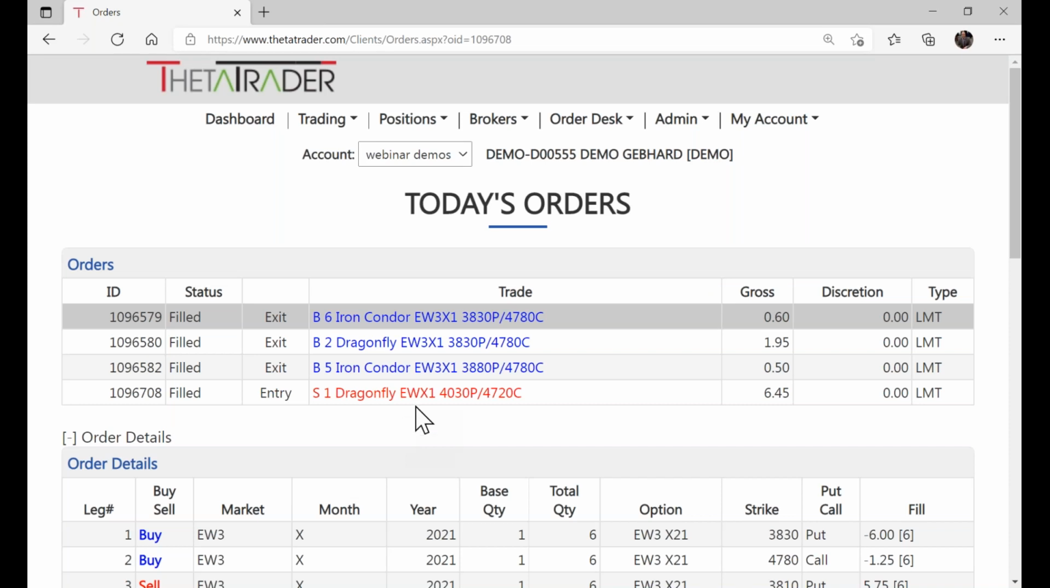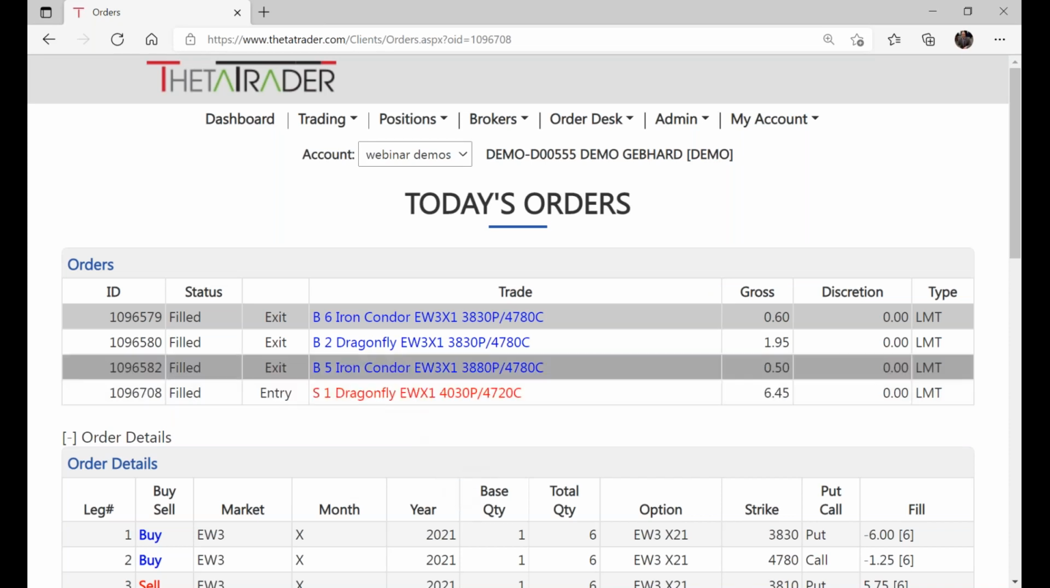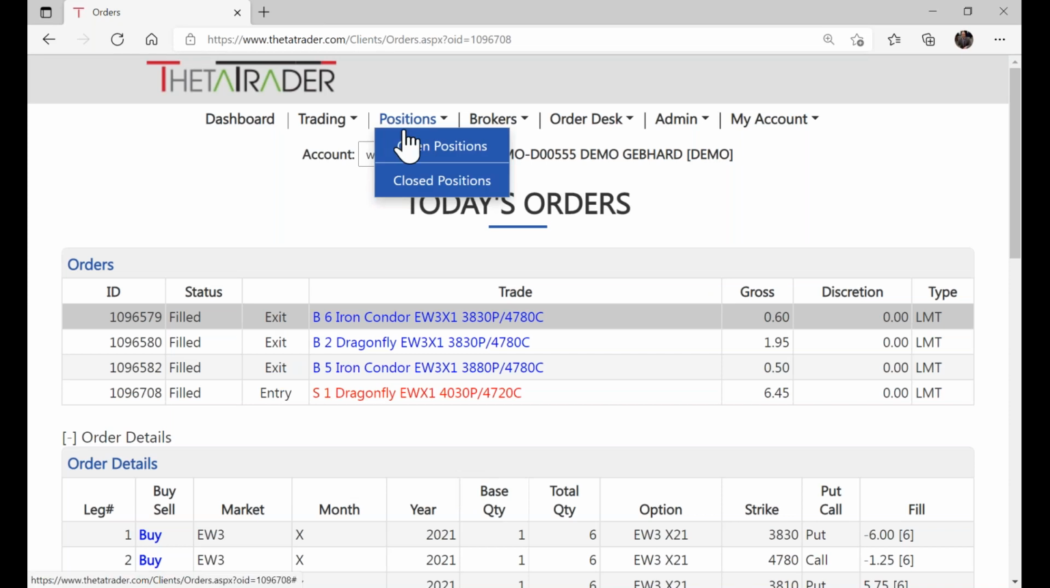And in terms of managing that position, we talked about the automated management. Here is where you would look at your open positions.